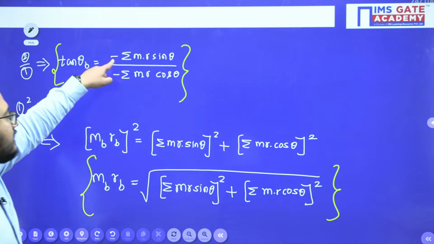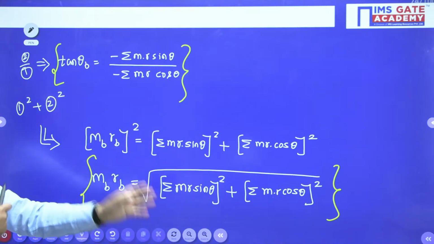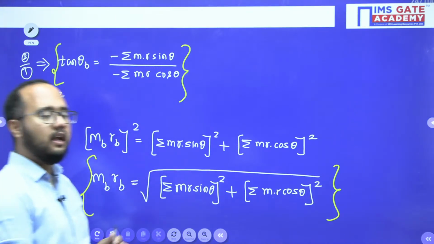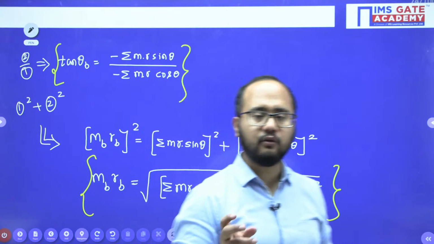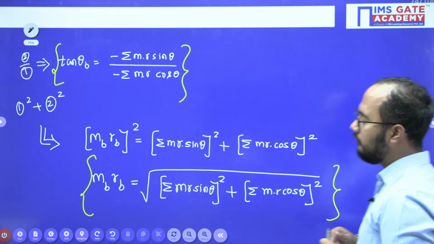Now in this case, don't cancel out this sign, because if you cancel out this sign, you will not be able to identify in which quadrant you have to place your balancing mass. Right, everyone?